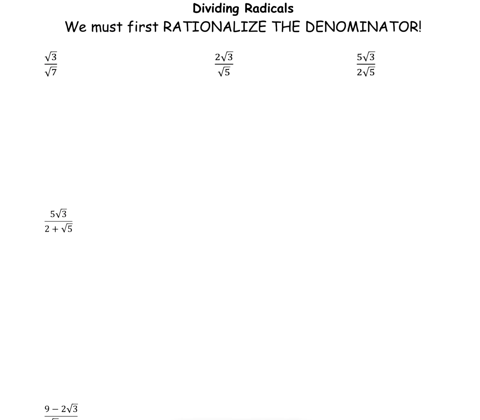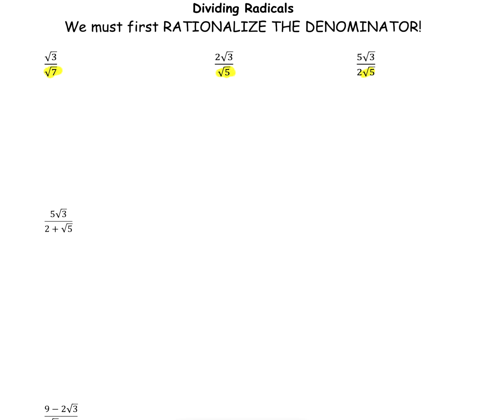So when we are dividing radicals, we have to always make sure we have a rational denominator. We cannot have an irrational denominator. And when I look at the top 3, every single denominator here, radical 7, radical 5, and 2 radical 5, every denominator here is irrational. So we cannot have an irrational denominator. It must be rational.